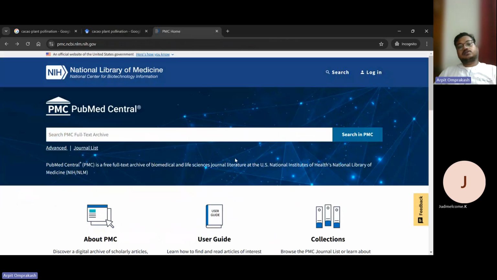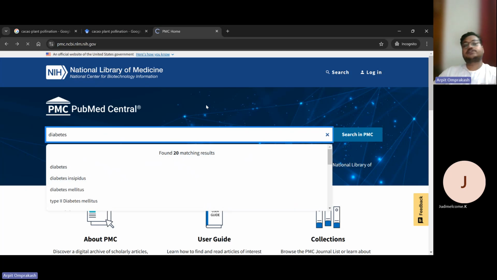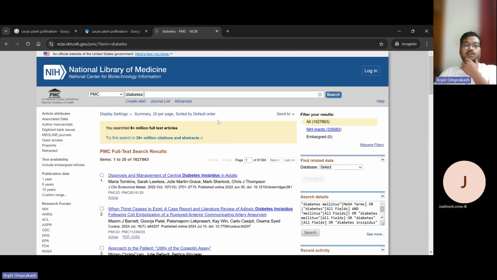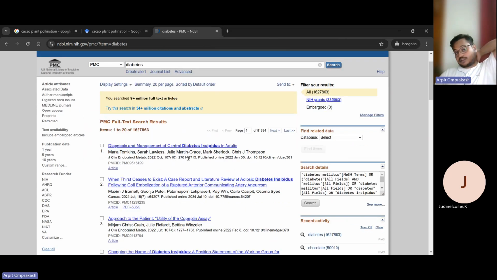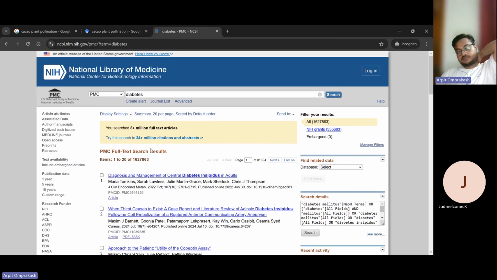So we have another repository called PubMed Central, where, for example, let's say we are looking for something called diabetes. So we have these different research articles that are coming up. So this PubMed Central is generally better for things that are more in line with biology and molecular biology and so on.